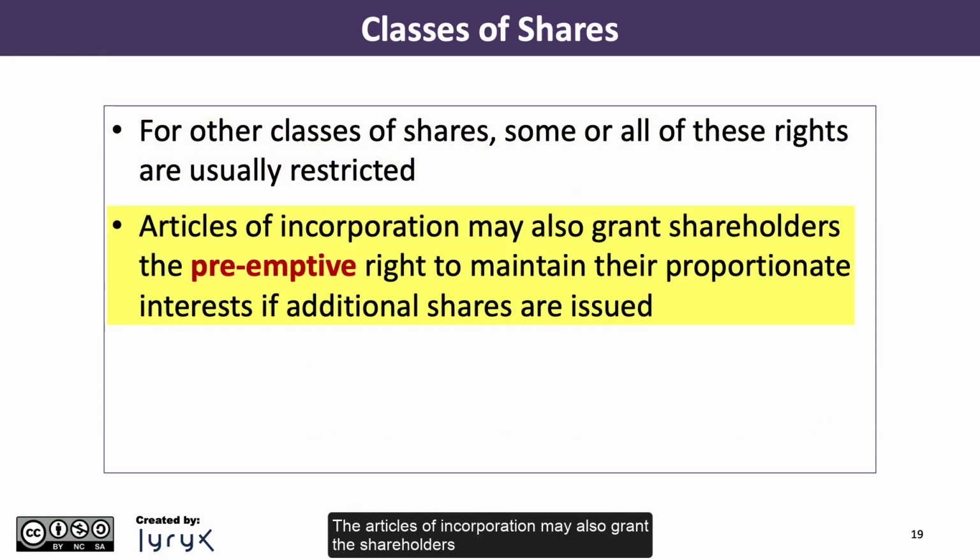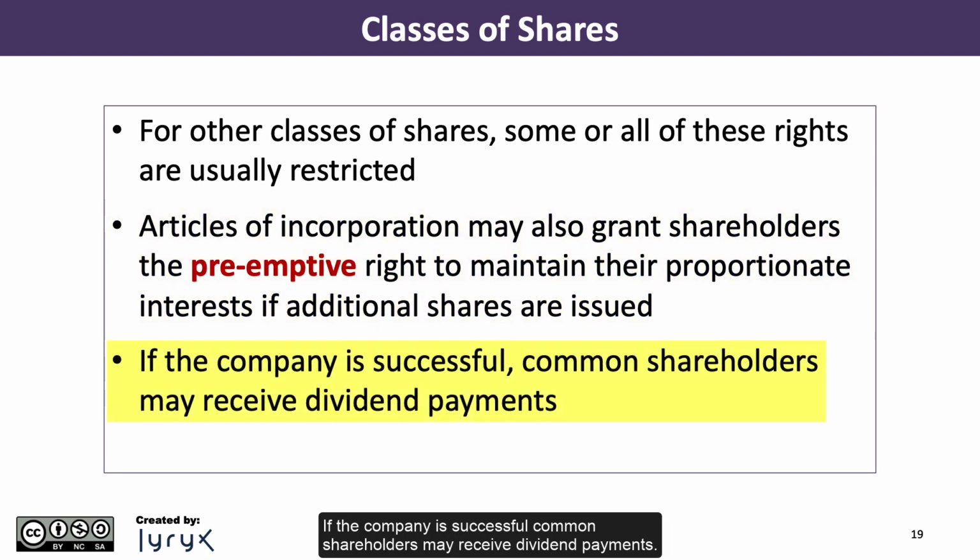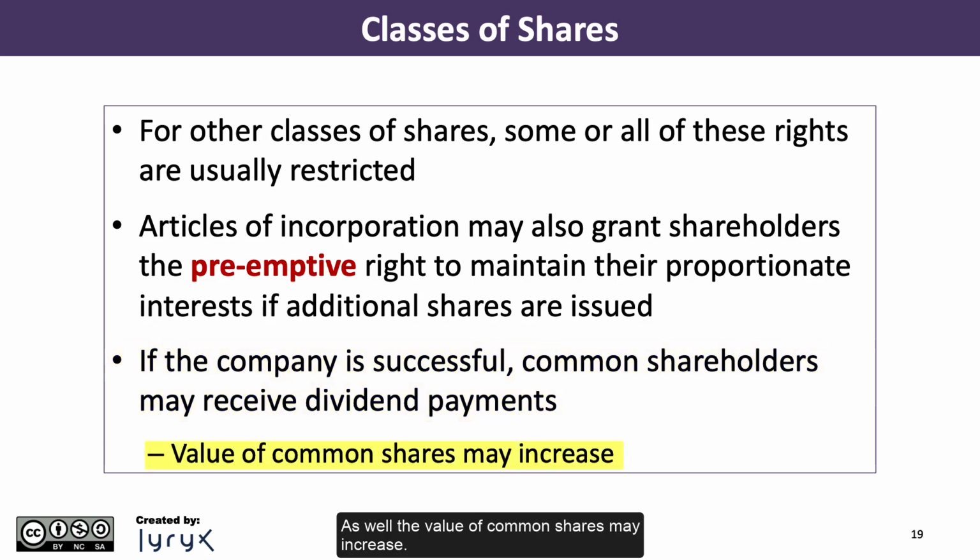The articles of incorporation may also grant the shareholders the preemptive right to maintain their proportionate interests in the corporation if additional shares are issued. If the company is successful, common shareholders may receive dividend payments. As well, the value of common shares may increase.